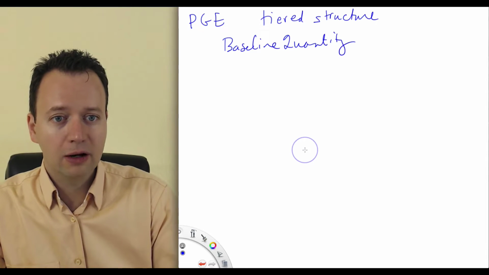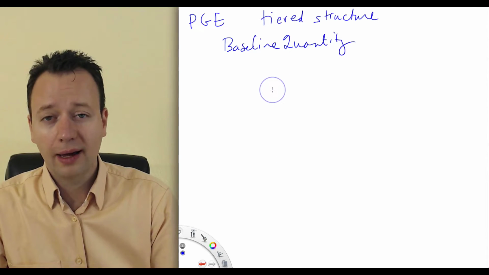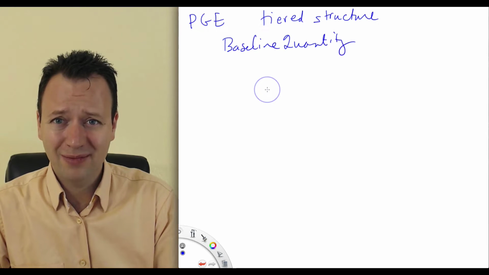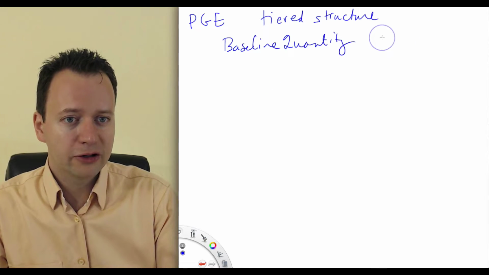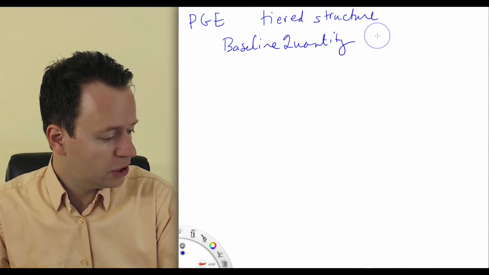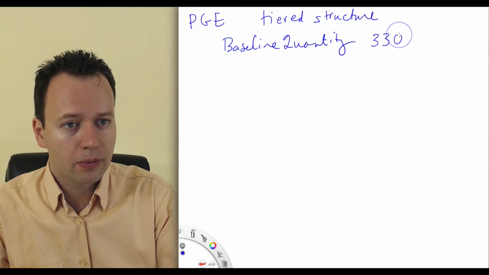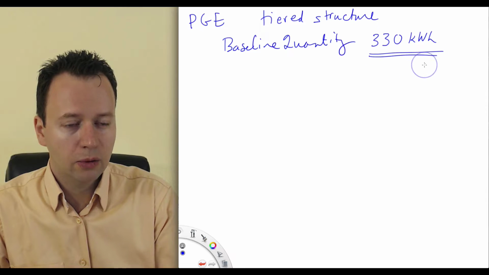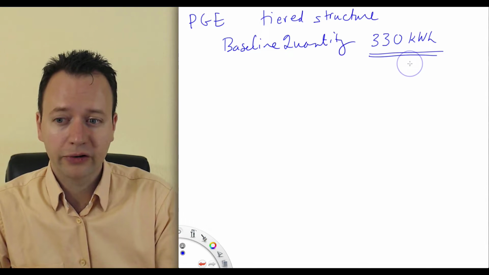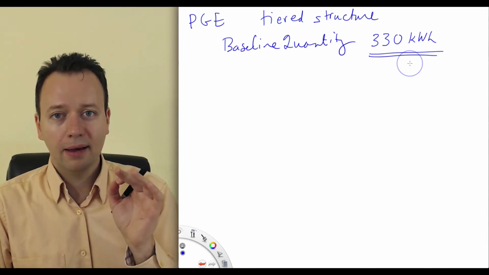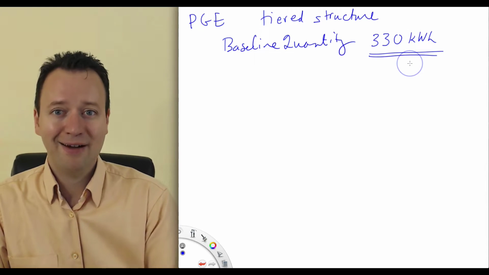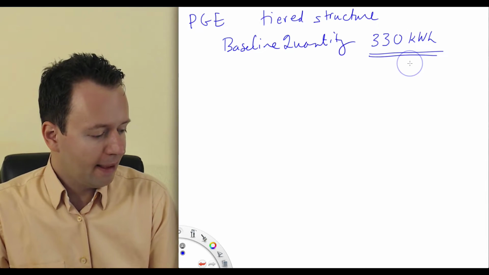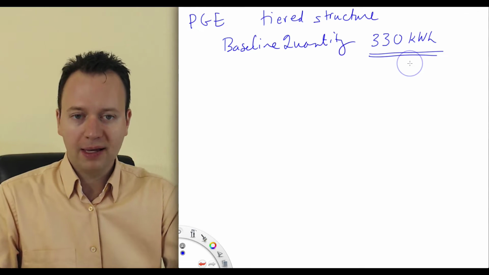So there's a baseline quantity, which can be different for different regions and based on the season. But I just looked up my PG&E bill, and I currently have a baseline quantity of 330 kilowatt hours. So that's the baseline amount that PG&E has set for me for my electric bill. And then everything else follows from the baseline quantity.